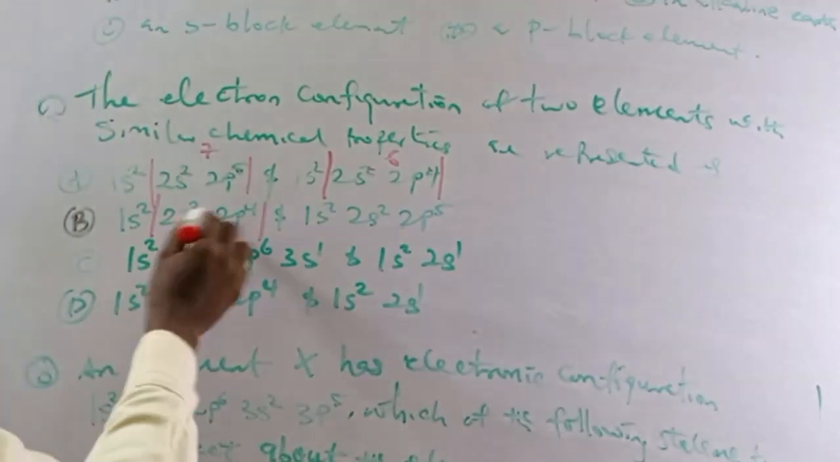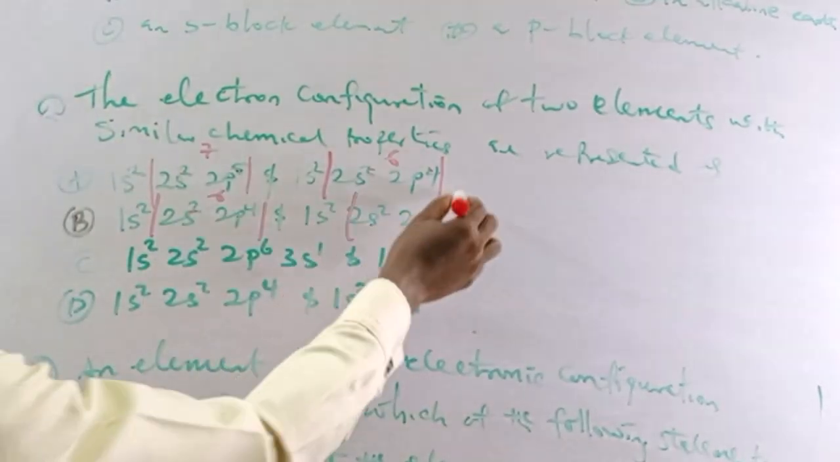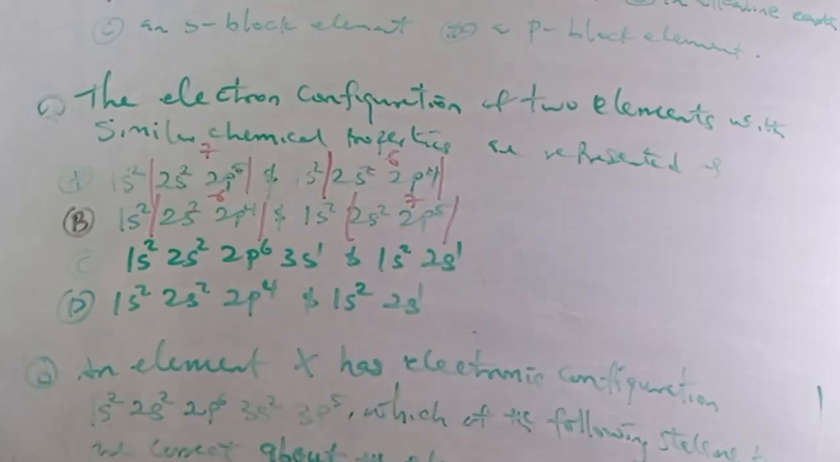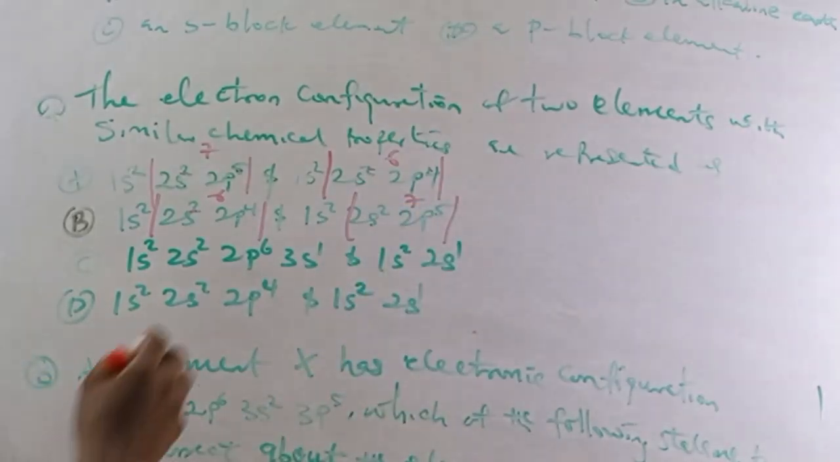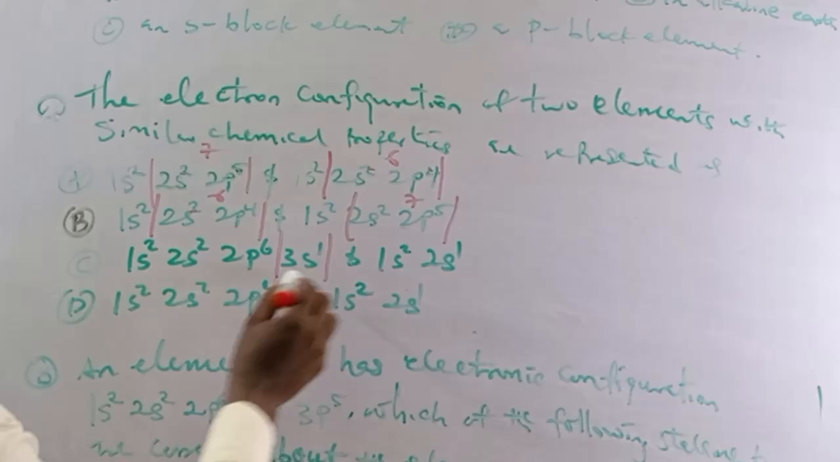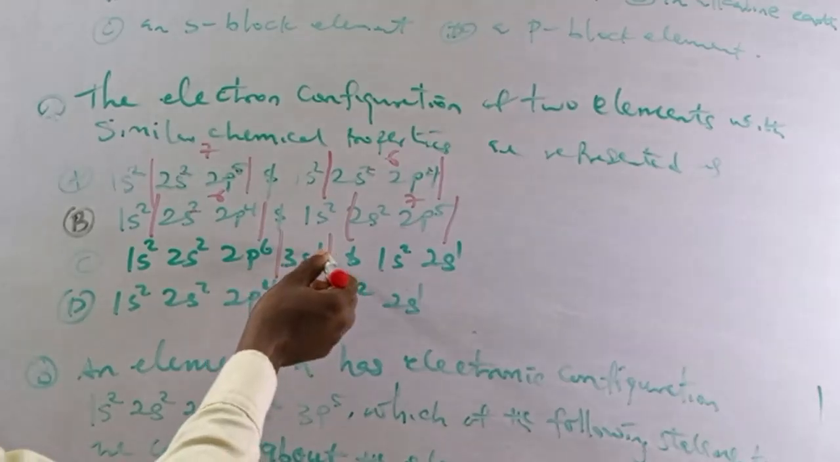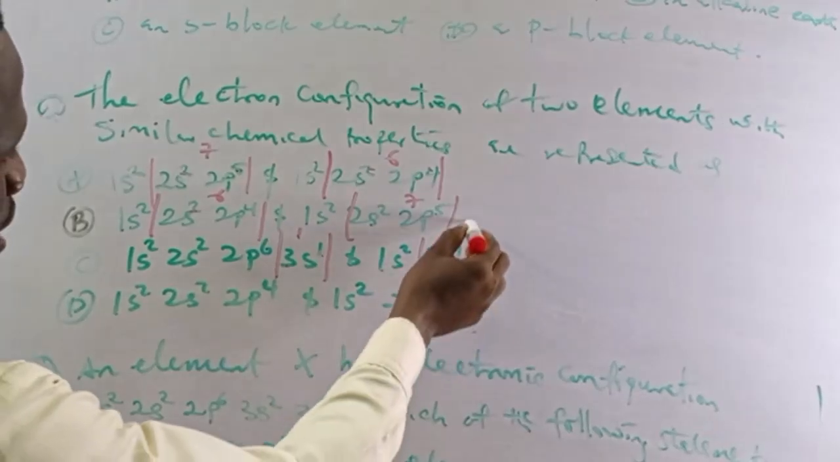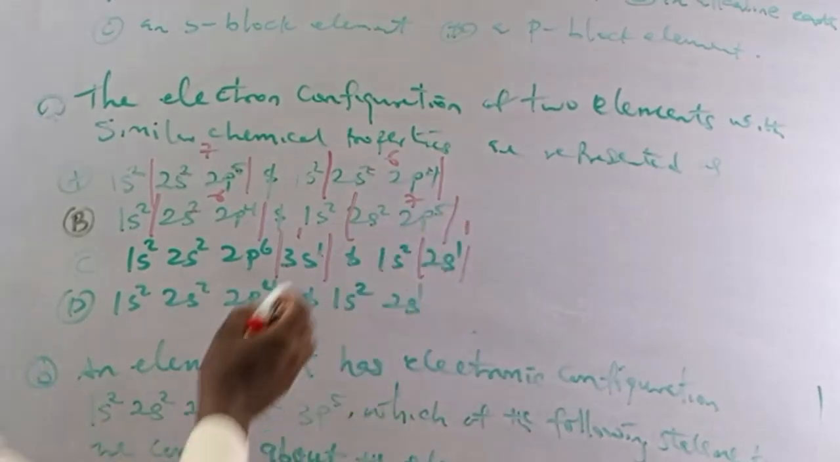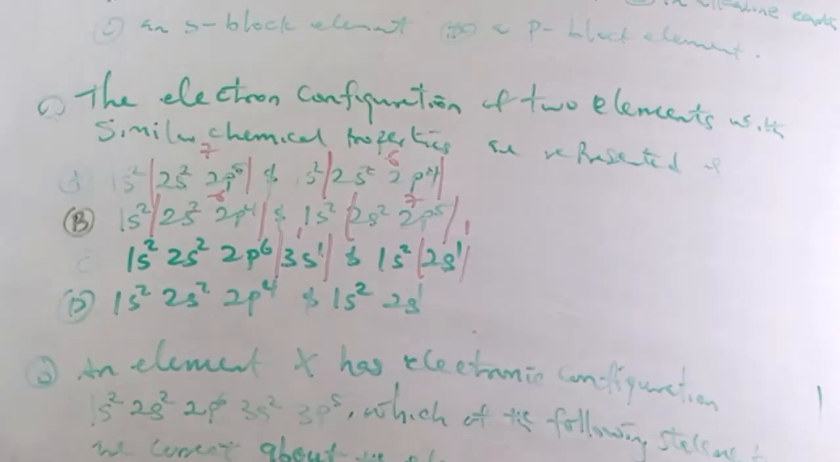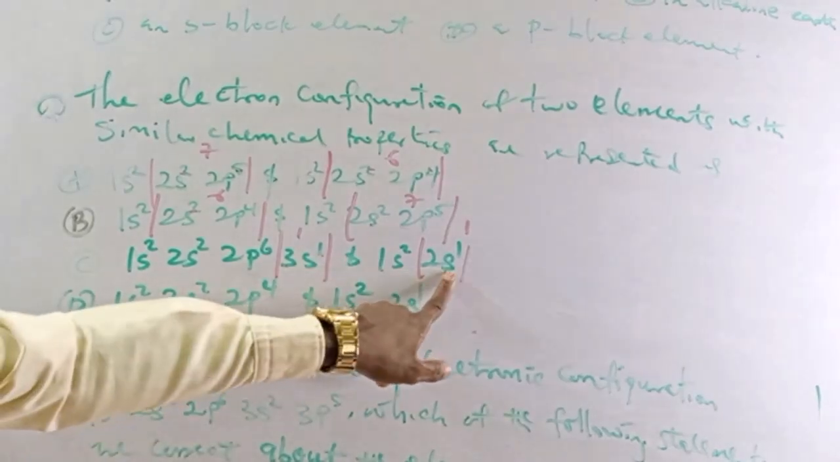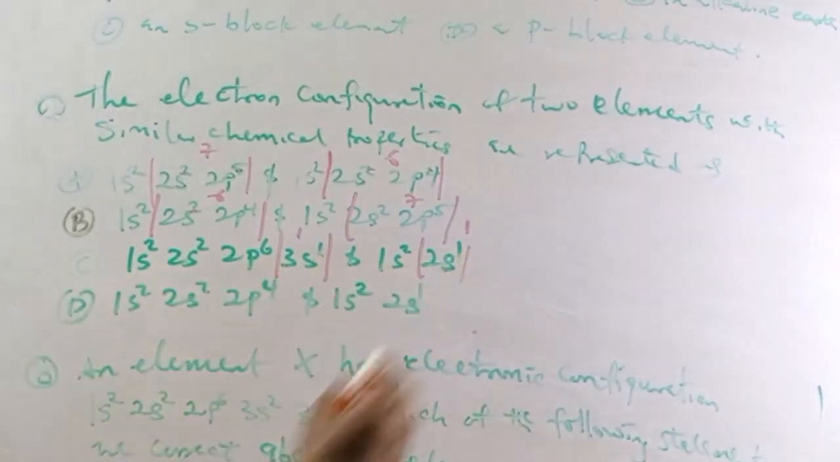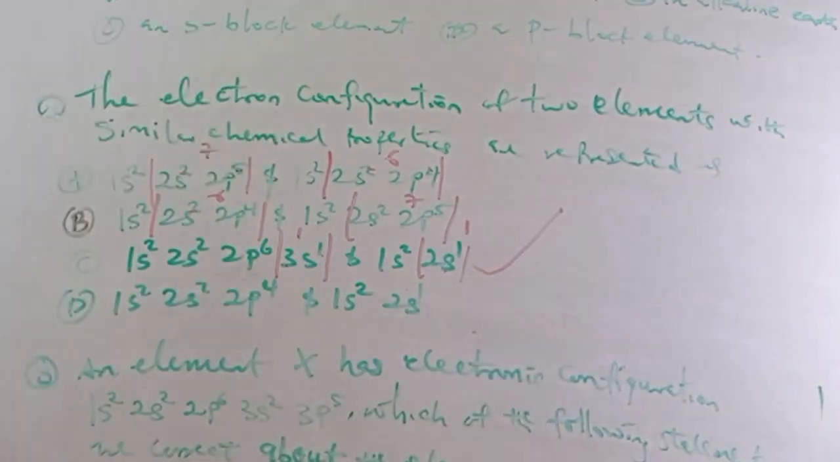What about here? 2 plus 4 is 6. 2 plus 5 is 7. It's not possible. What about here? Where is the last valence electron? Third energy level, last electron, last energy level. The number of electrons in the last energy level here is 1. The number of electrons in the last energy level here is also 1. So what is the valence electron here? 1. So they belong to the same group, which is group 1.